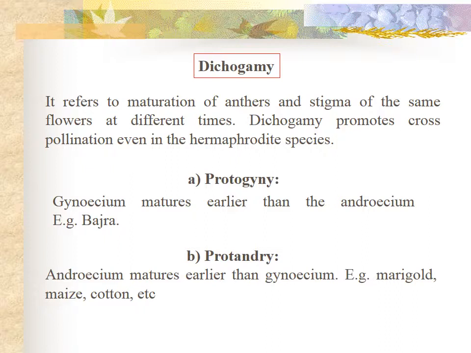Dichogamy refers to maturation of anthers and stigma of the same flower at different times. It promotes cross-pollination even in hermaphrodite species. Dichogamy is of two types: protandry and protogyny. Protandry is when the androecium matures earlier than the gynoecium. Example: marigold, maize, cotton, etc. Protogyny is when the gynoecium matures earlier than the androecium. Example: bajra.